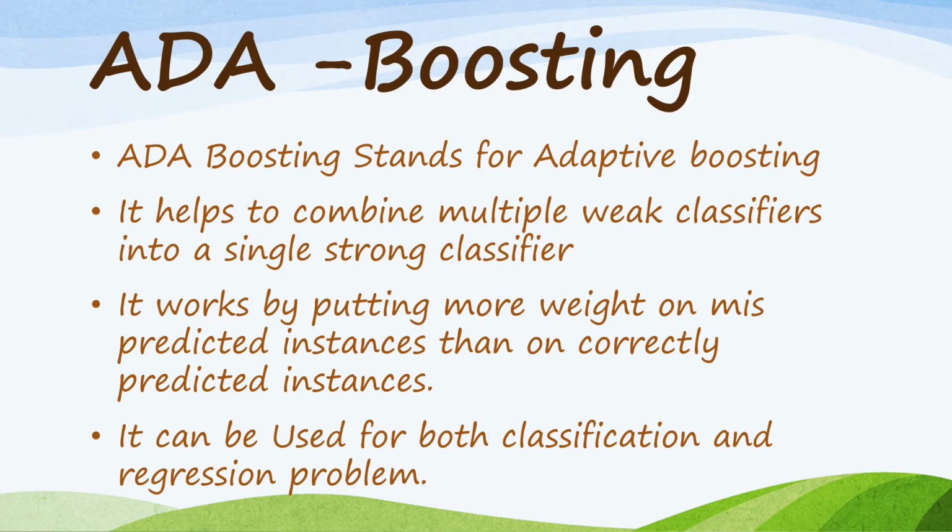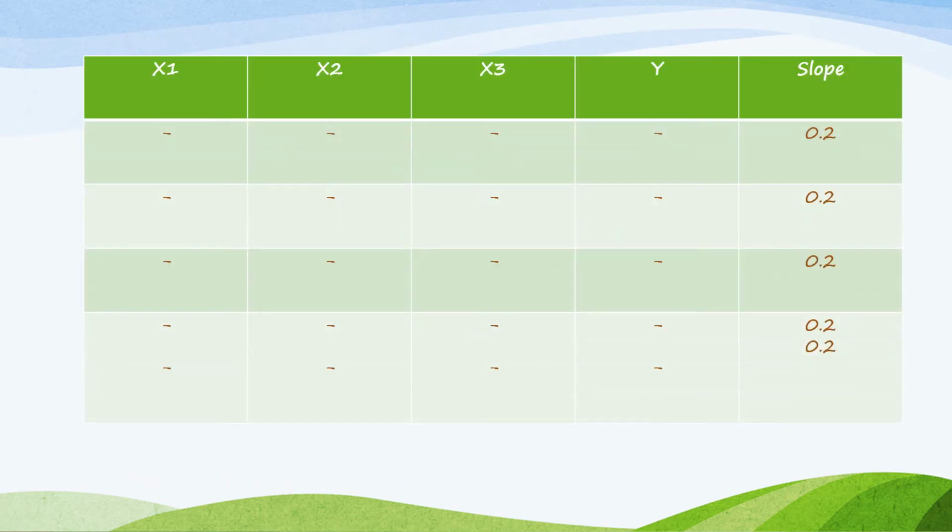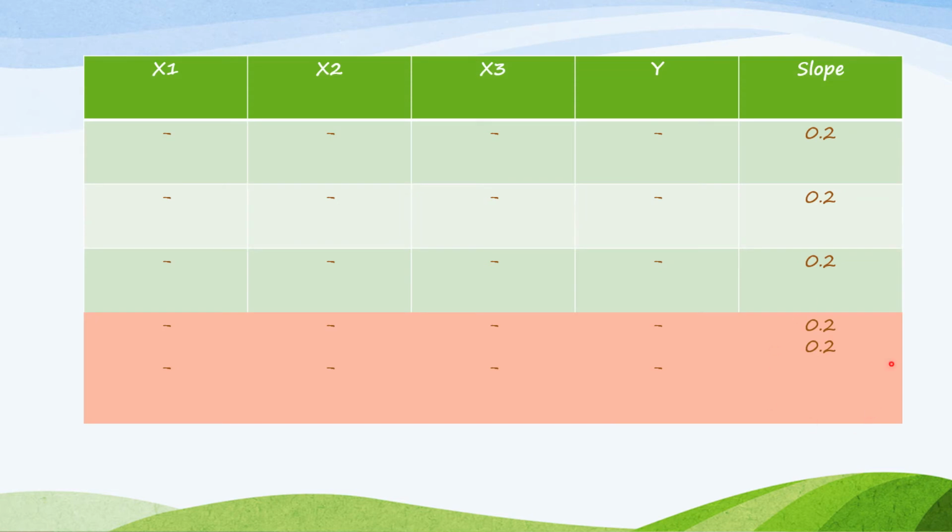Now let's understand the working of Ada boosting. Consider the following dataset. You have x1, x2, x3 and y. Now we are going to fit a model. After fitting a model, we will get the slope. And all the slopes after fitting the first model are written on the right hand corner. Now there is a problem in this case. What is the problem? Two observations were mispredicted by our model. Three observations were correctly predicted by our model.